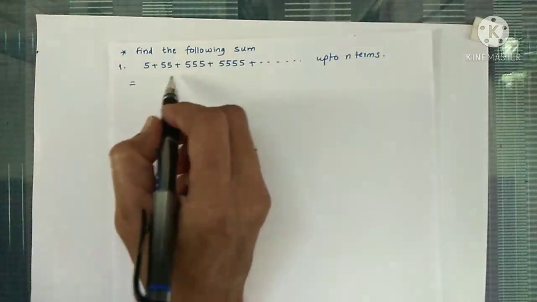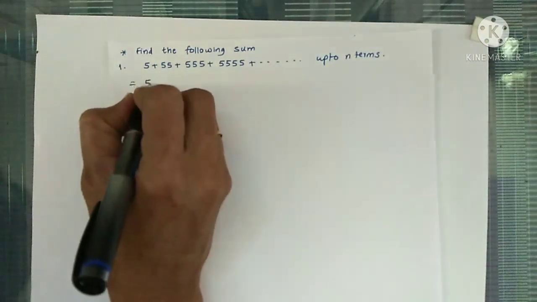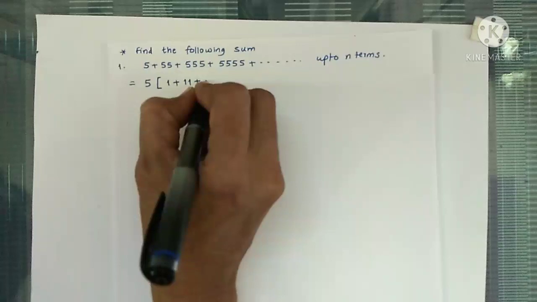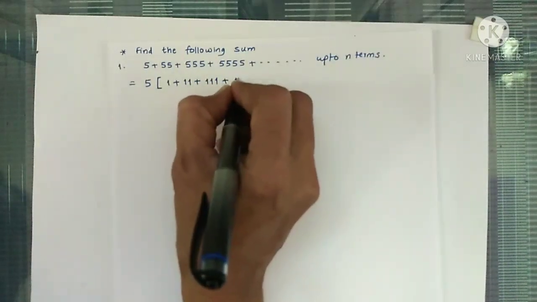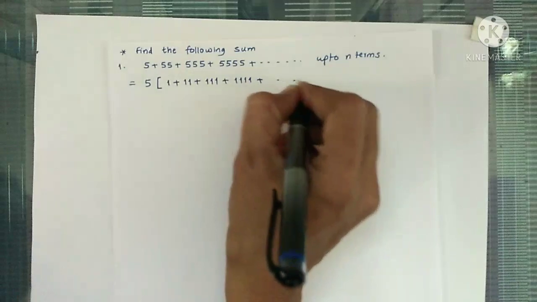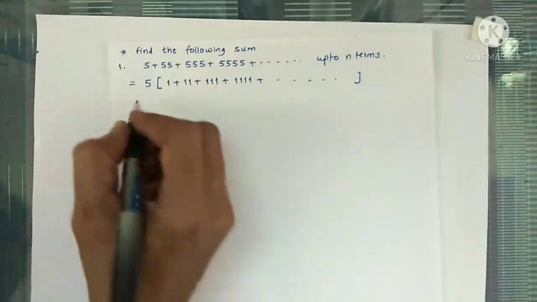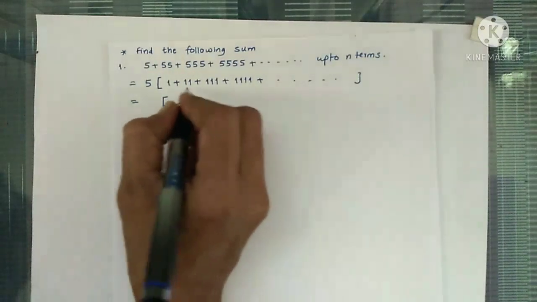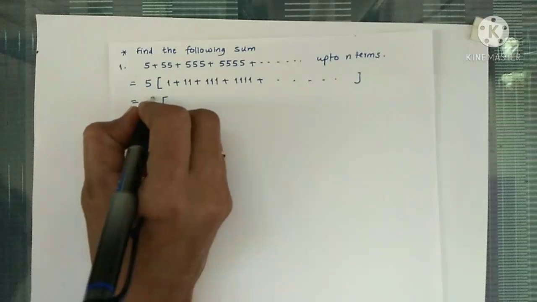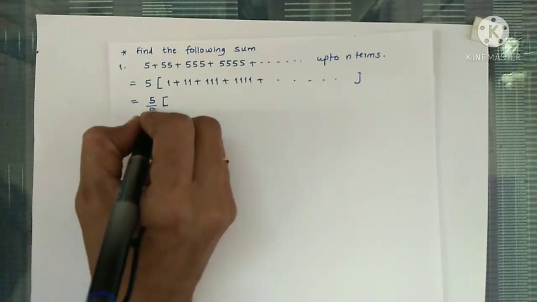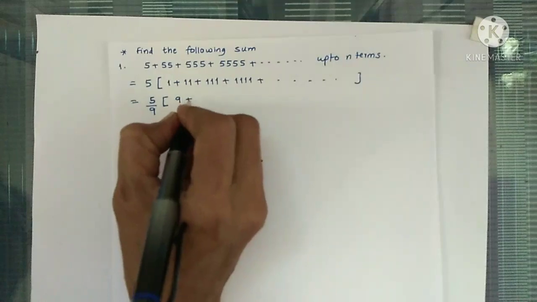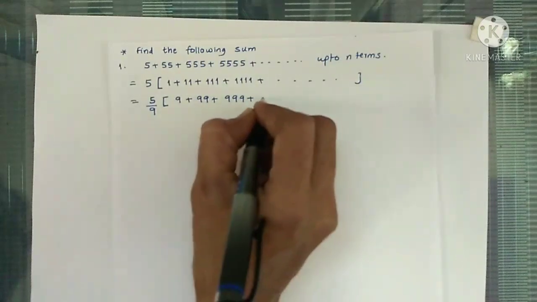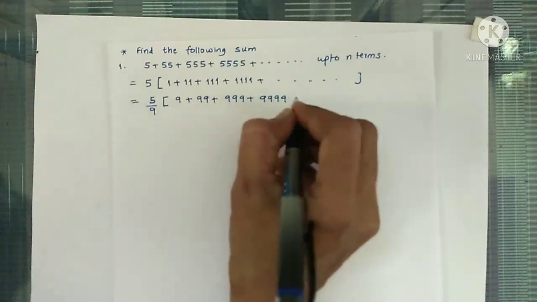First of all, what we can do is take 5 common. So taking 5 common, here we get 1 plus 11 plus 111 plus 1111 so on up to n terms. Now let's multiply these numbers by 9. Since we are multiplying all these numbers by 9 and we don't want to change the meaning, we have to divide by 9. So multiplying and dividing by 9, we get 9 plus 99 plus 999 plus 9999 so on.